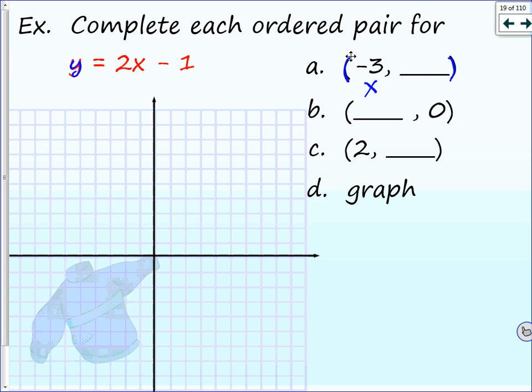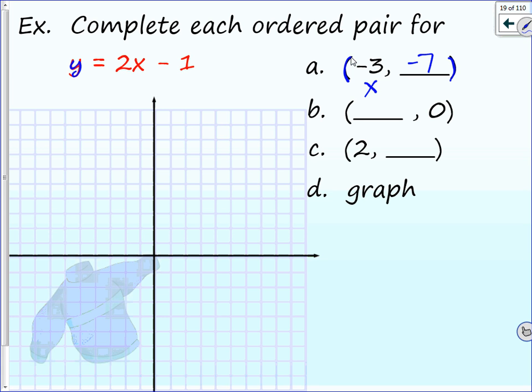Now, after you find the y value, make sure to write it as an ordered pair, okay? So you can fill in the ordered pair. Now, as you wait for me to come around, have that graph sketched so you can eventually graph the line. So I see everyone got a -7.